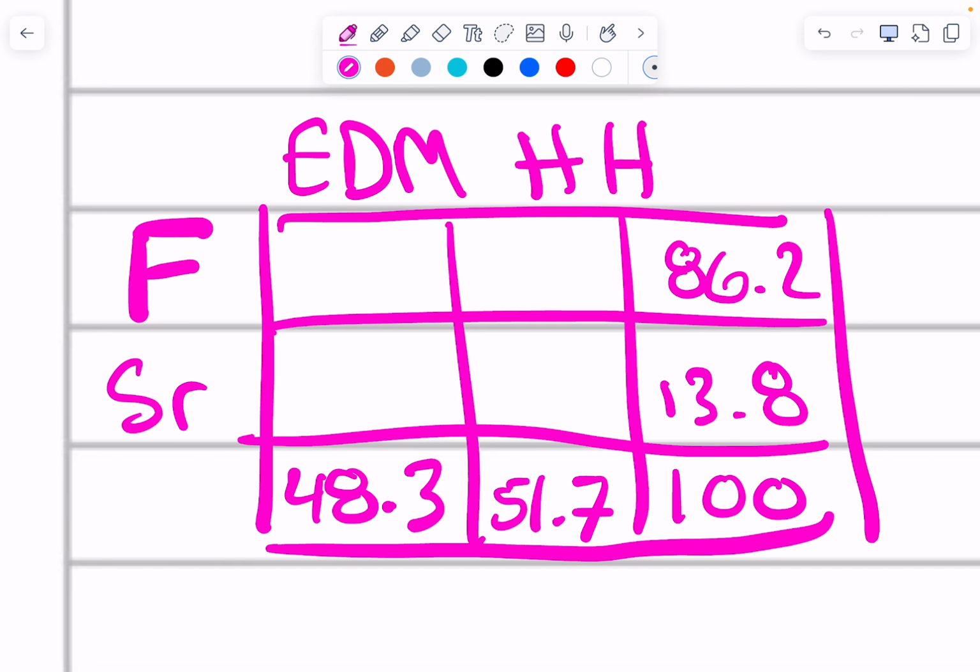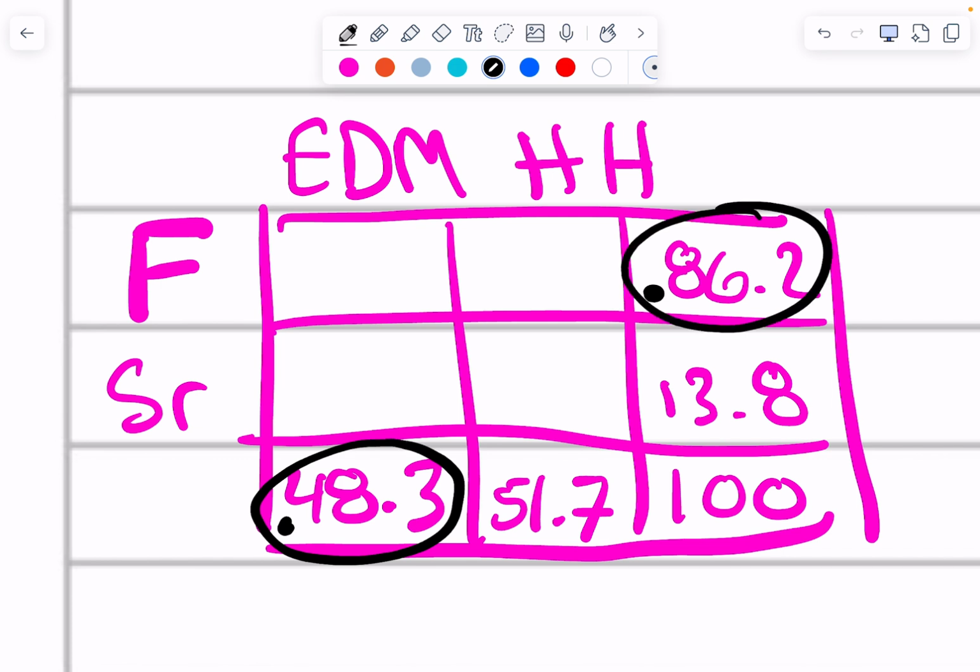Here's how you determine whether independent or dependent. I'm going to move these back to decimals, so this is 0.862 and this is 0.483. I'm going to multiply these two decimals together, and it should end up being this number. If you multiply 0.483 and 0.862, what is it? 0.416.